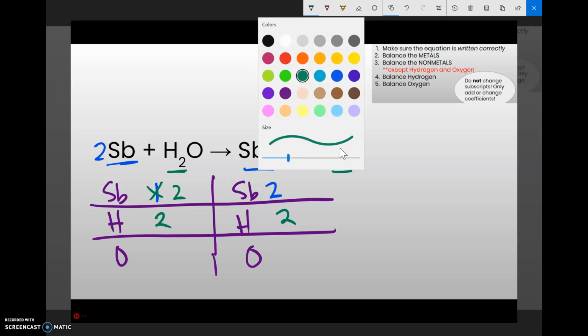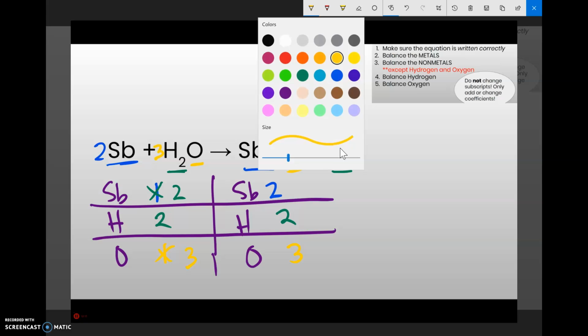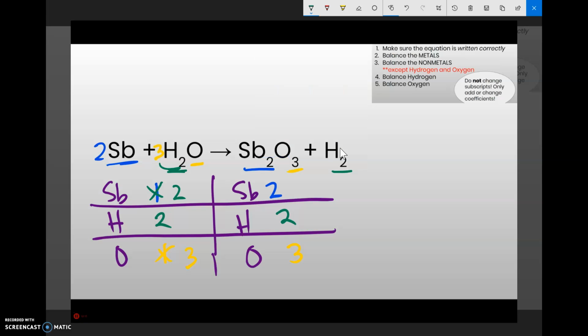Okay, then our oxygen, we've got 1 here, and we've got 3 here. So we've got 1 and 3. Okay, this doesn't work. So what we need to do is put a 3 in the front of water, so that now changes. But when we do that, it now changes our hydrogen. So with our hydrogen, now we have 6, because that's going to distribute. And over here, we only have 2. So 2 times what makes 6? We're going to put a 3 right there, and that makes a 6.